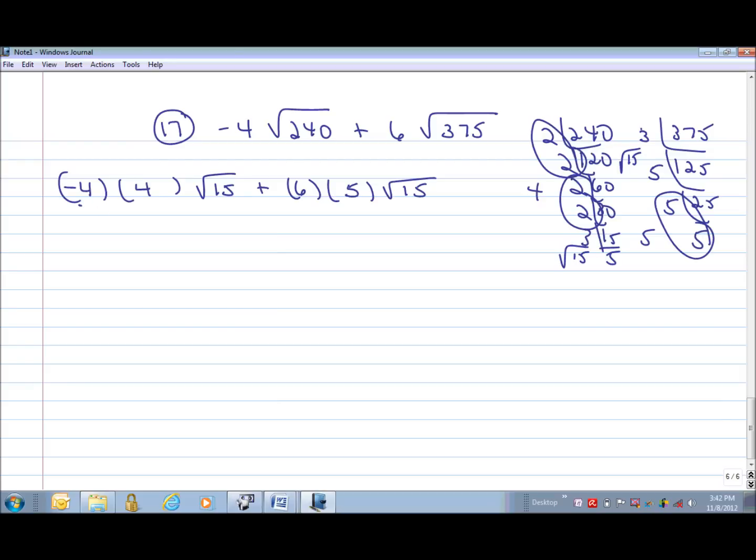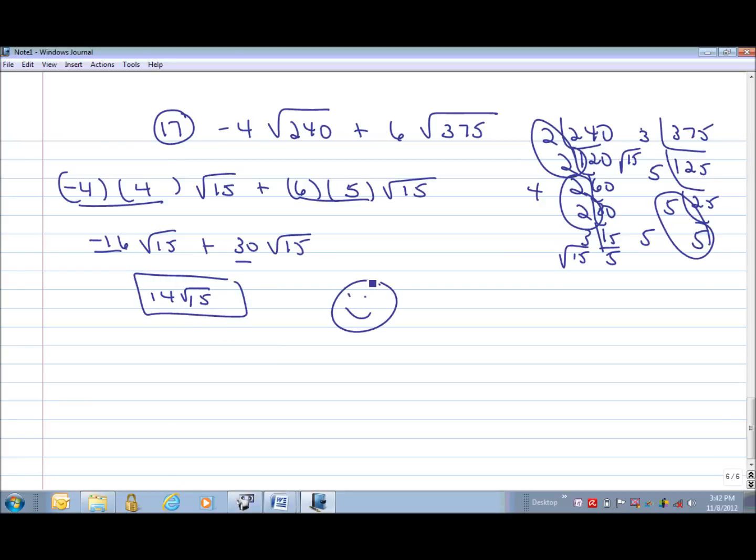We have negative 4 times positive 4, that's negative 16 square root of 15, plus we have 6 times 5, which is 30 square roots of 15. We have a negative 16 and a positive 30, so we have a positive 14 square roots of 15, and that would be my final answer.